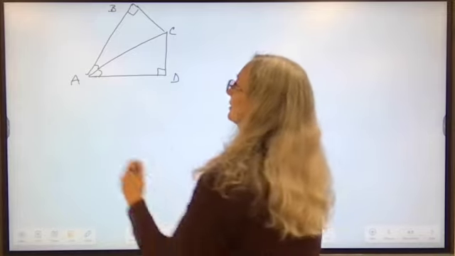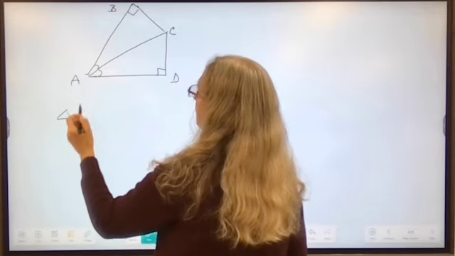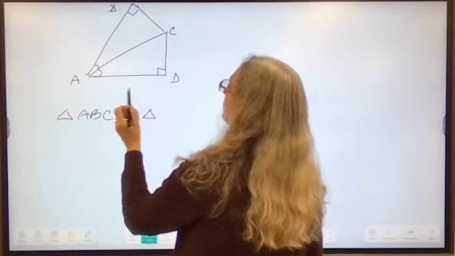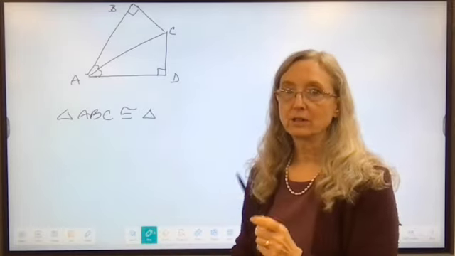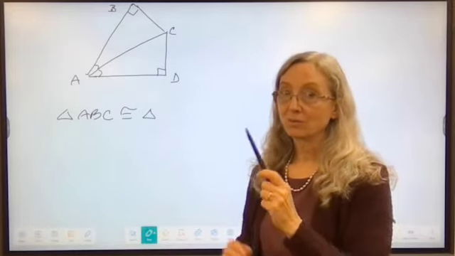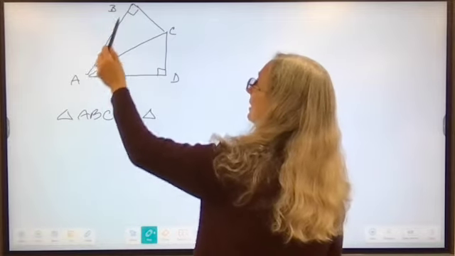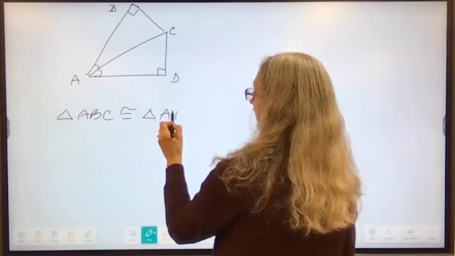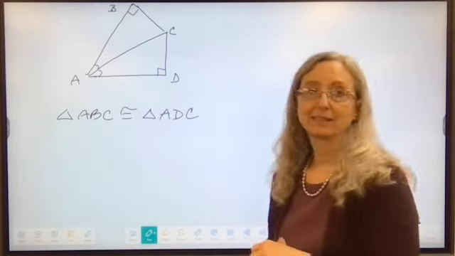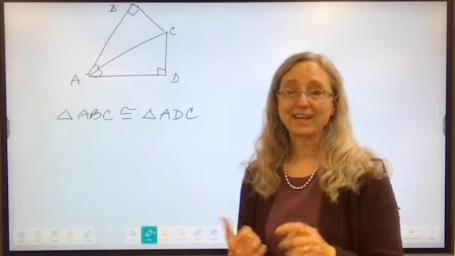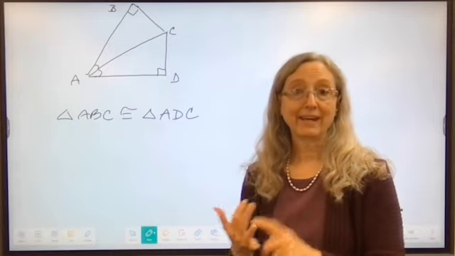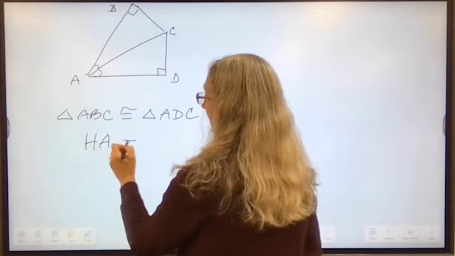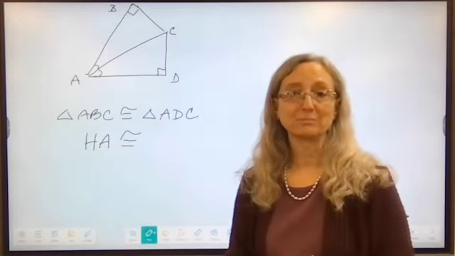So I can say triangle ABC is congruent to triangle, and now I have to be careful, corresponding order. If I go ABC, then I need to go ADC. And I have the hypotenuse and I have an angle. So how do I know that? By the hypotenuse angle congruence theorem. There we go.